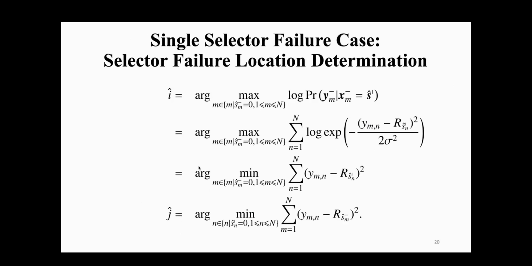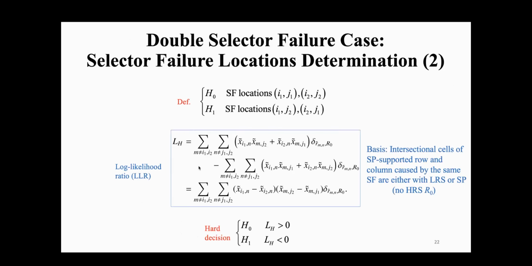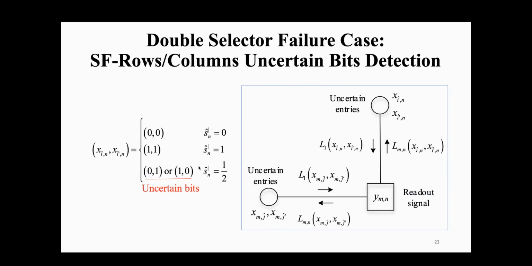Also based on this SP support vector, we can find the locations of the selector failures for both single and double selector failure cases. In the double selector failure case, we need to further detect the uncertain bits in the SF rows and columns.